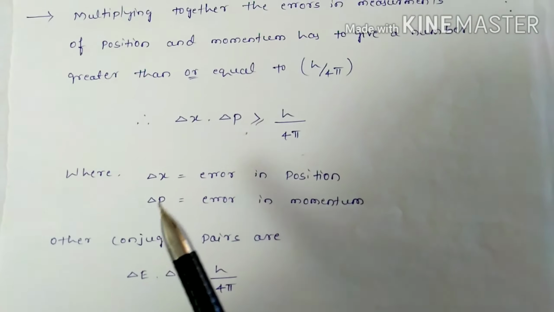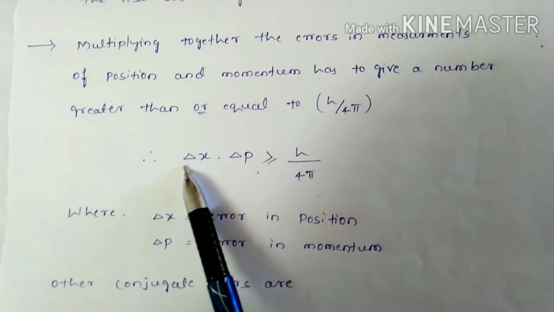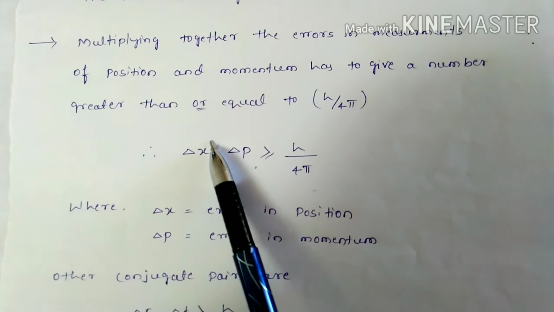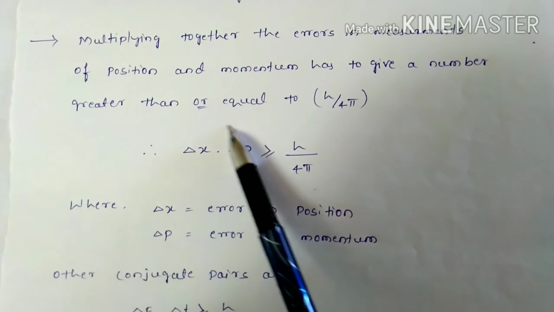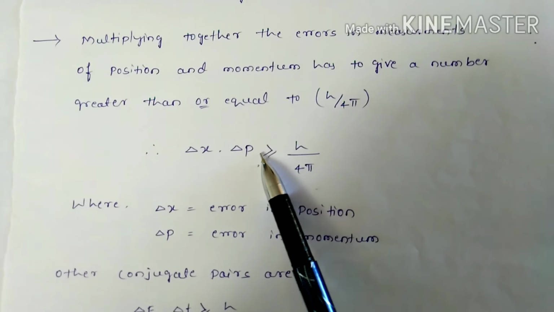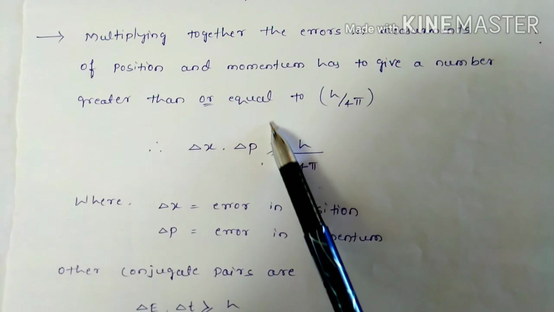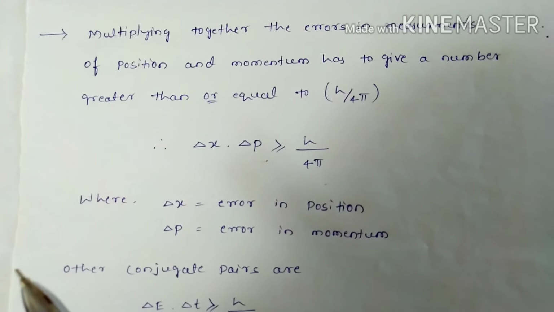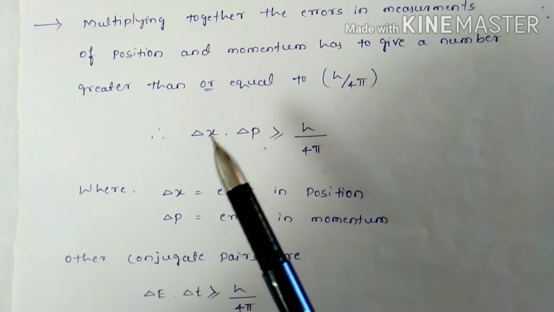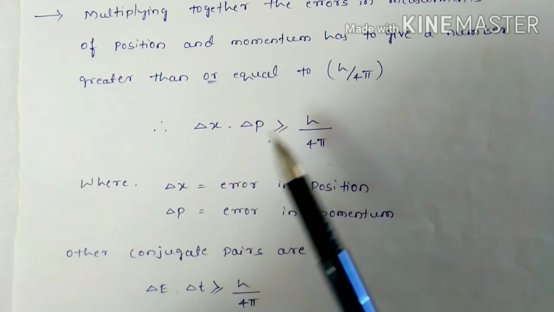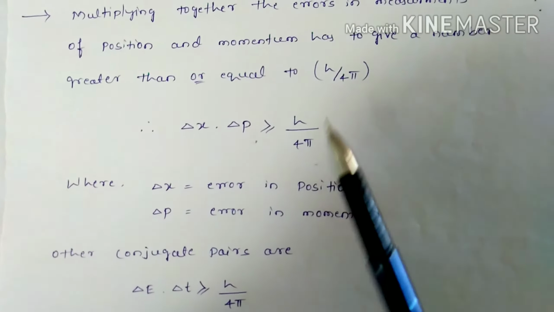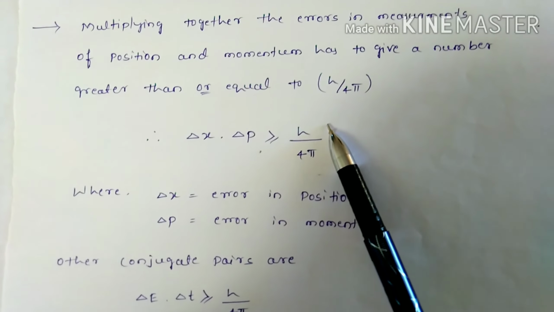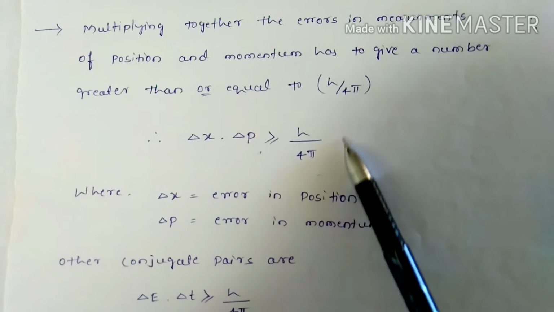So when we go to find the exact location or the momentum of a particle, one parameter we can find accurately, whereas there will be uncertainty or error in the other parameter, and it will be vice versa. The multiplication of these two is always greater than or equal to h divided by 4 pi, and this value remains constant. h is a universal constant, so this value always remains constant.